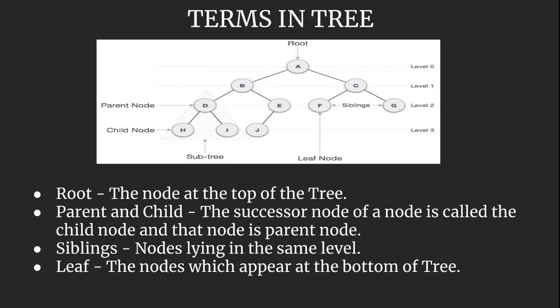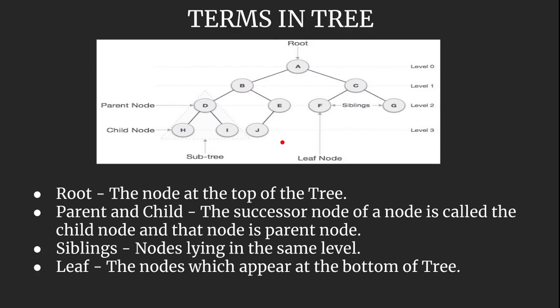The very first and important term is root. The root is the node at the top of the tree. Here in this example you can see A is the root node of the tree. Then comes what is a parent node and what is a child node. Before telling this, let me take you through the concept of subtree. In this diagram, this part D, H, I can be called a subtree, or this part where the tree starts from B can also be called a subtree.